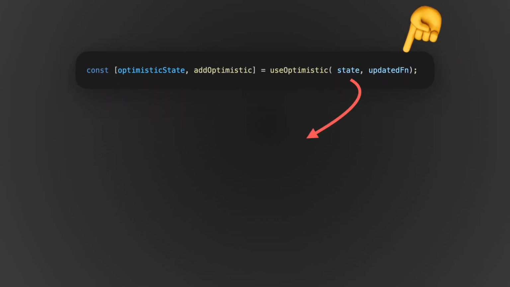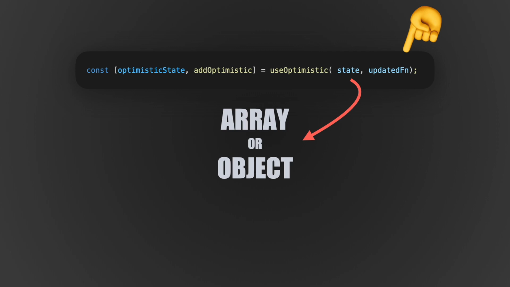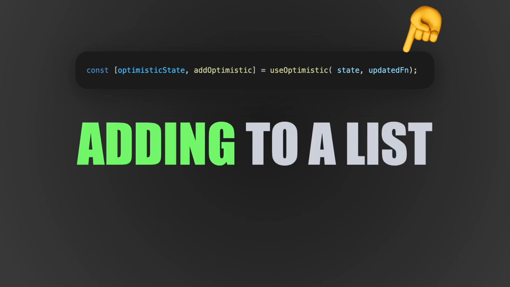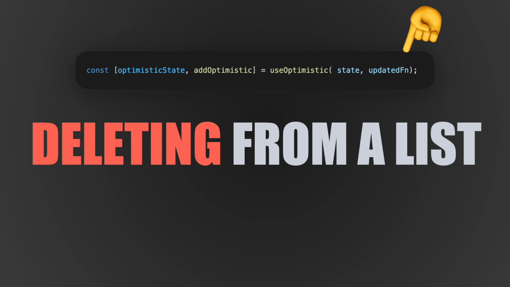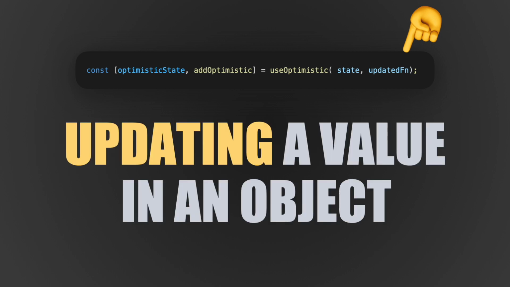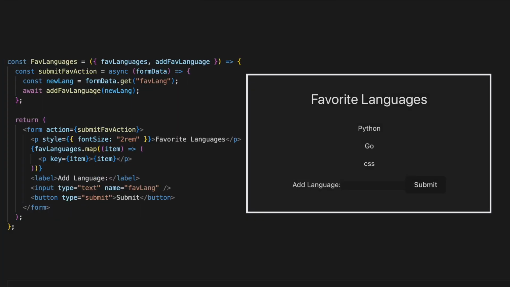Okay, looking back at the syntax of the hook, there's one thing I haven't covered yet: the update function. This is useful when our state is an array or an object that we want to update. This can be like adding to a list, deleting from a list, or even updating a value in an object. Let's take an example where in our profile, we now store our favorite coding languages in the form of an array. We let our user add to this list using a form.